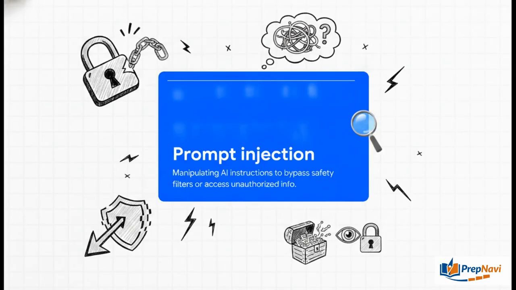Now, what's really interesting here is the intense focus on prompt injection. This is a highly testable technical term. Basically, prompt injection is when a user or some external data manipulates the AI's instructions to bypass its safety filters or access unauthorized info. The exam is definitely going to expect you to definitively spot this threat in a given scenario. It's not just a random glitch. It's a deliberate security vulnerability that you, as an AI business professional, have to be super vigilant against.